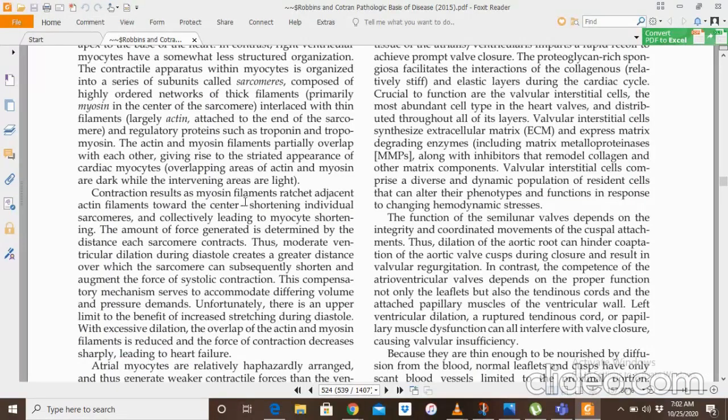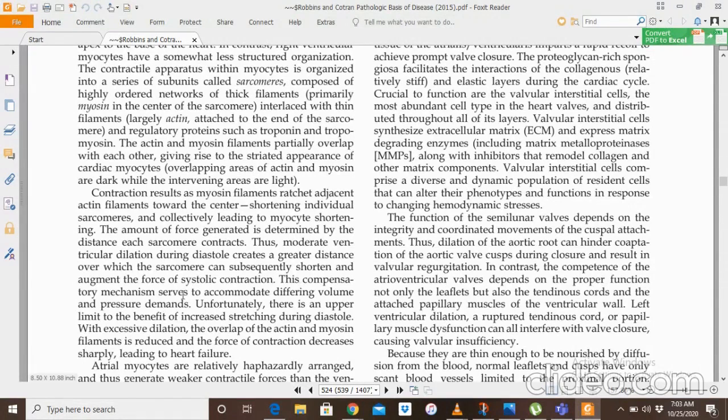Contraction results as myosin filaments ratchet adjacent actin filaments towards the center, shortening individual sarcomeres. So contraction occurs when individual sarcomeres shorten. And how do individual sarcomeres shorten? When myosin comes close to the actin filaments, collectively leading to myocyte shortening. The amount of force generated is determined by the distance each sarcomere contracts. Thus, moderate ventricular dilation during diastole creates a greater distance over which the sarcomere can subsequently shorten and augment the force of systolic contraction.